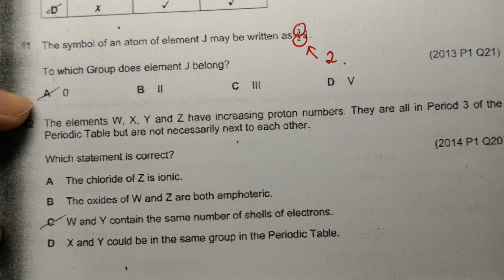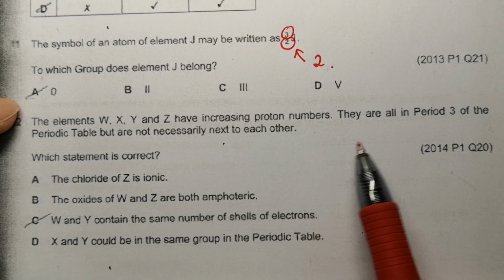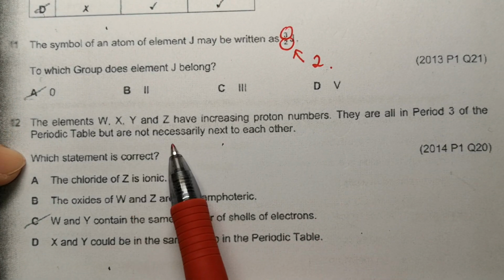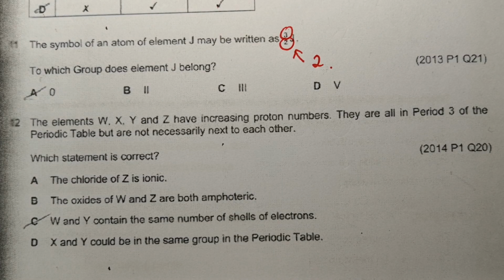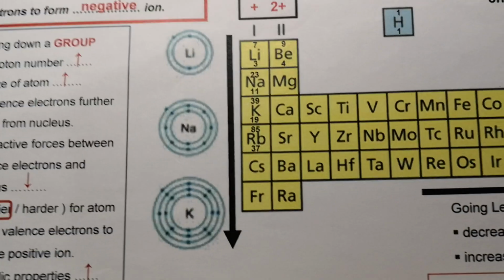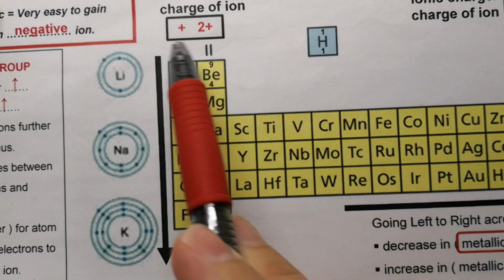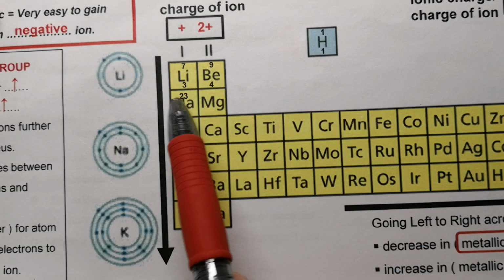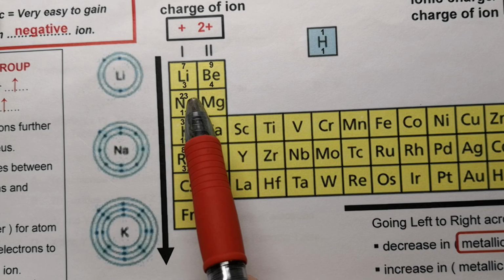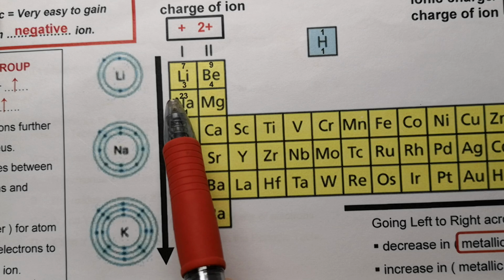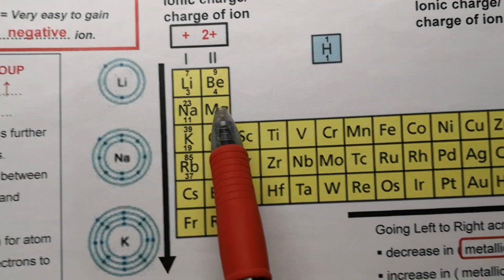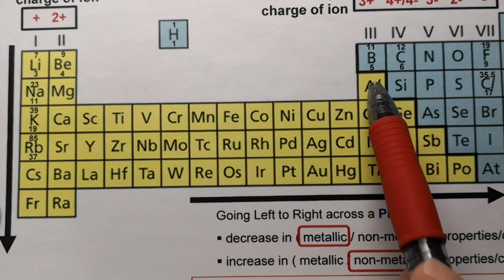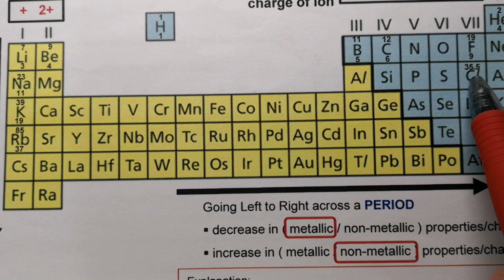Okay, the elements W, X, Y, Z have increasing proton number. They are all in period 3 of the periodic table, but are not necessarily next to each other. So we look at the periodic table, period 3. So this is period 1, only hydrogen, period 2, period 3. But they are increasing proton number, meaning that they are all arranged from left to right, but not necessarily next to each other. So it may not be sodium, magnesium. It could be sodium, aluminium, phosphorus, and chlorine. Okay, we don't know.